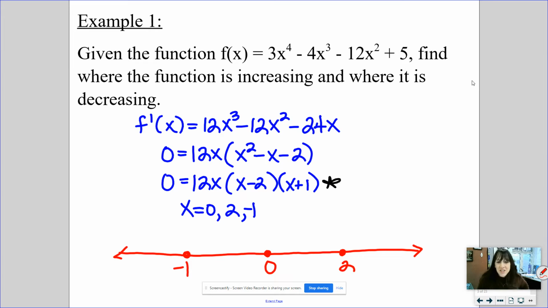Okay, sorry about that. I realized halfway through this problem that I had factored wrong. So I fixed it and we're starting over.